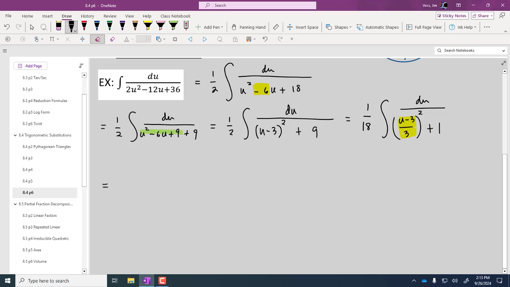So we are going to have 1/18. We'll leave a little gap for RCR. That's arctan of u minus 3 over 3. What's the derivative? The derivative of that yellow piece is 1/3. So we're going to multiply by 3, add c, and that is our answer. So 1/6 arctan of u minus 3 over 3 plus c.